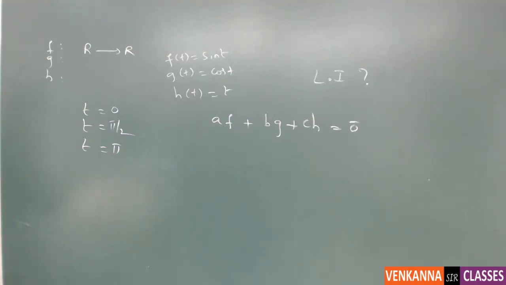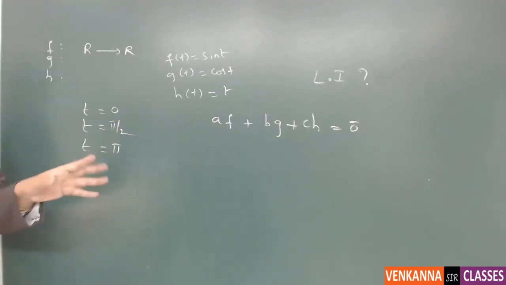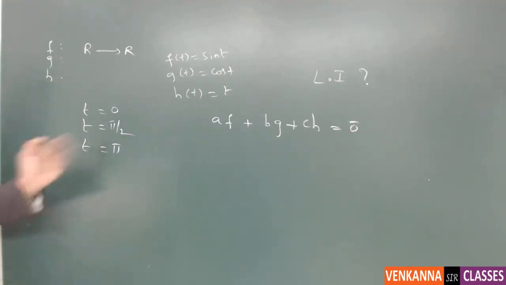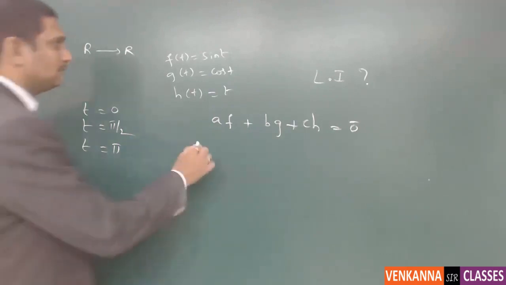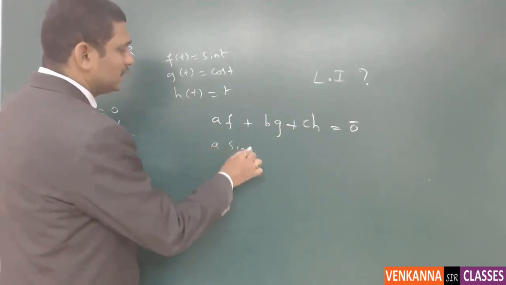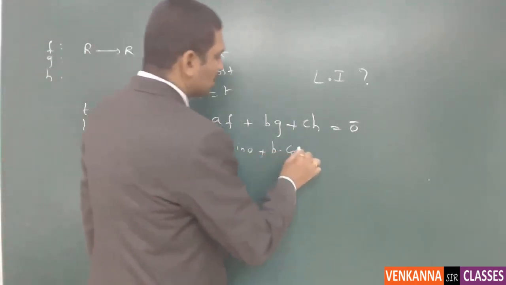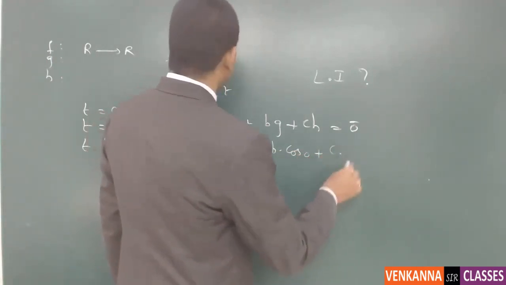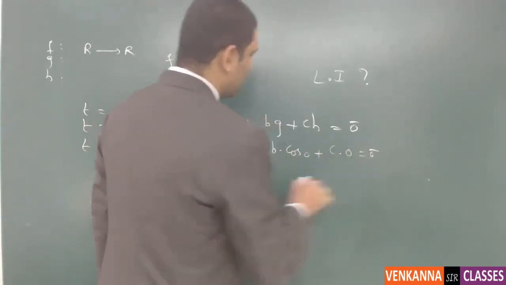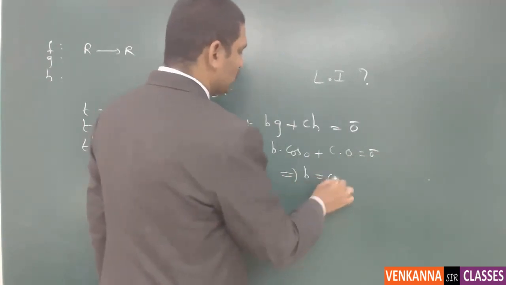Because whenever a system of equations is given to you, only then are you going to get the solution of it. So, for that purpose, I am substituting different values of t in this, so that I will get the respective simultaneous homogeneous system of equations. If you substitute t equal to 0, then you have a into sine 0 plus b into cos 0 plus c into 0 is equal to 0, which gives that b is equal to 0.